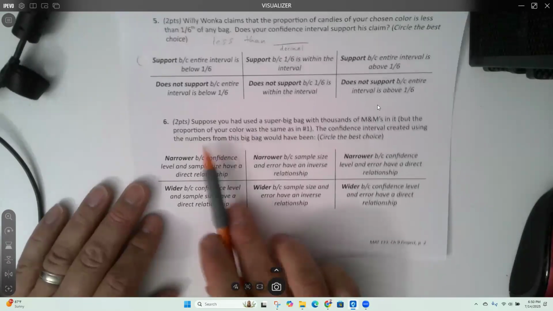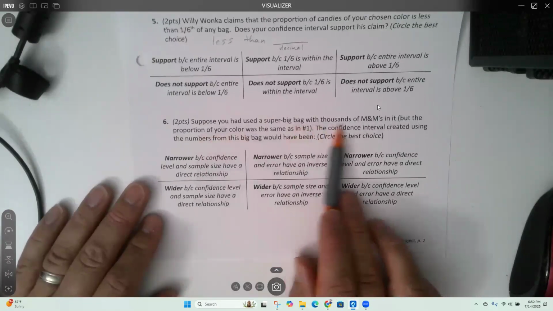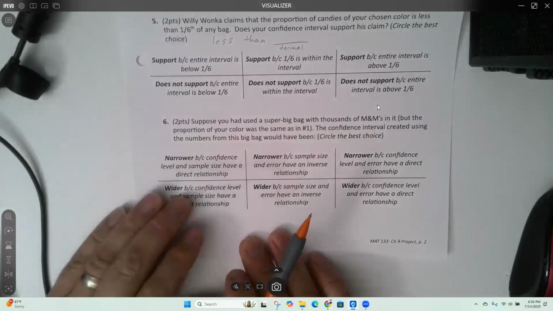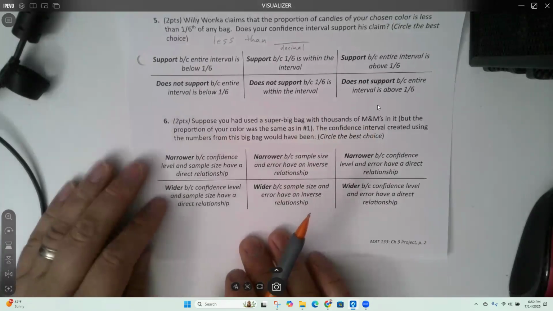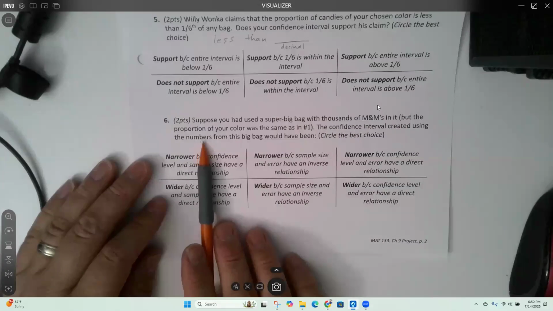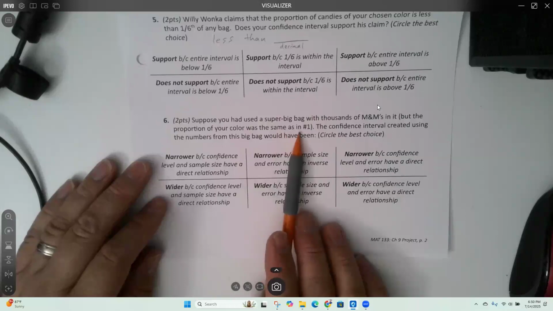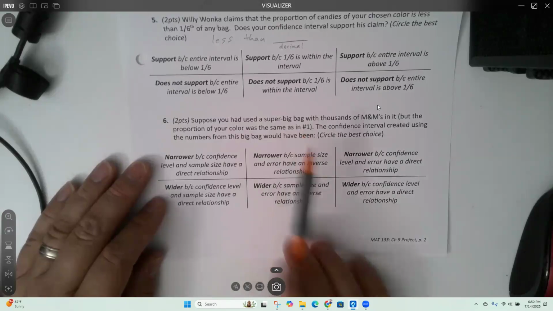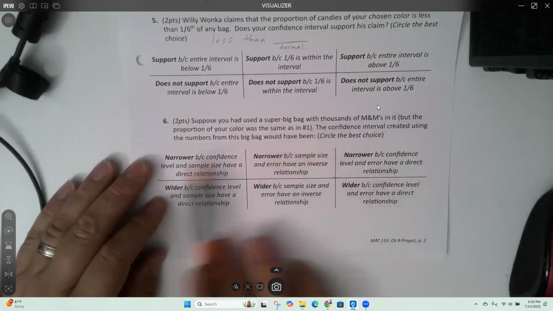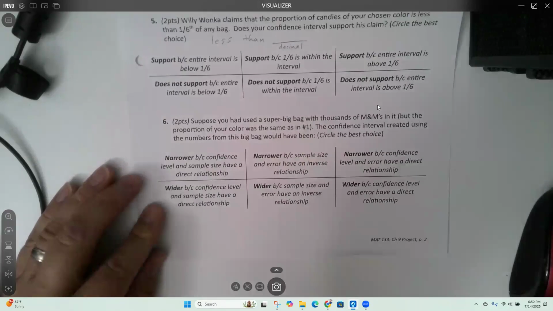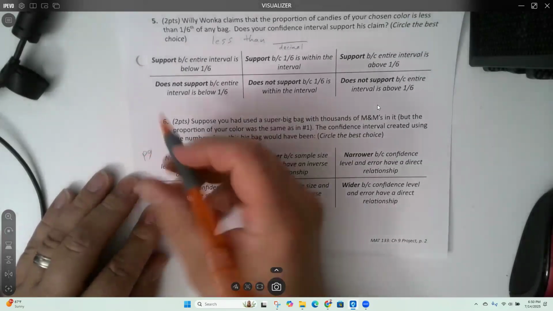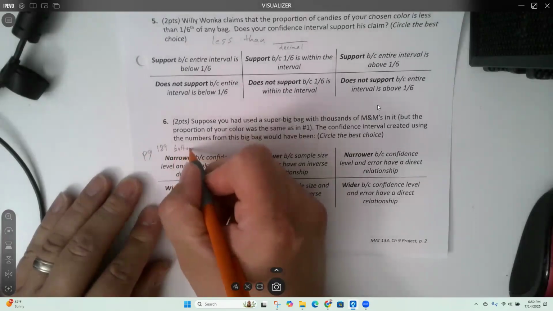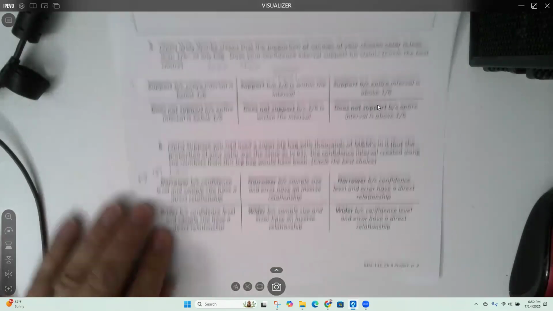Suppose you had a super big bag with thousands of M&Ms. Or maybe you did. If you bought the 1 pound container, you might have gotten up to 1,000. But anyway, the proportion of your color is the same as in number one. If that happens, is your confidence interval going to be narrower or wider? You'll find information on that on page 189 at the very bottom.